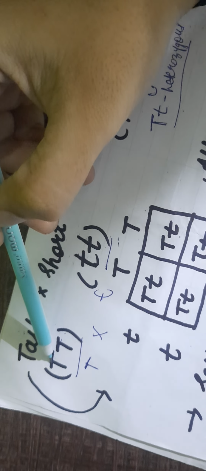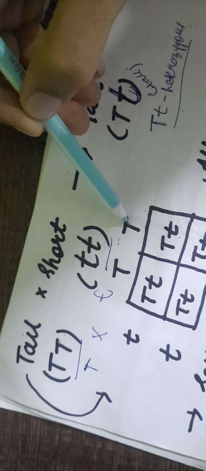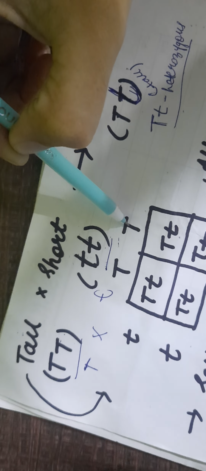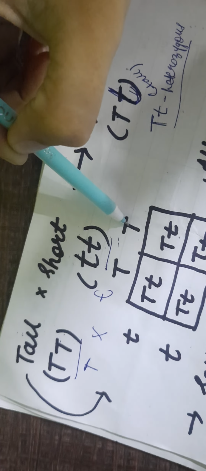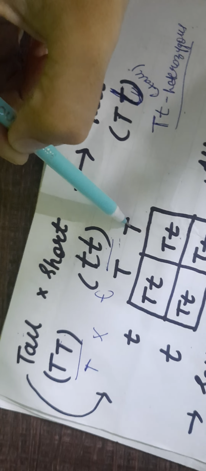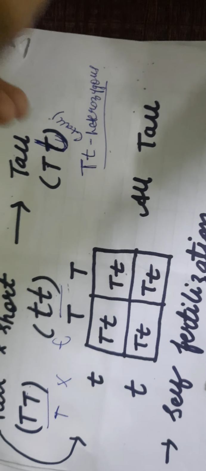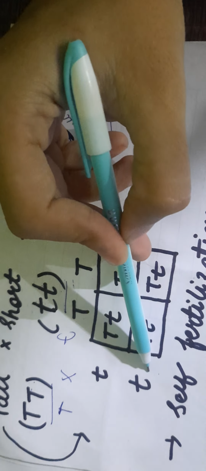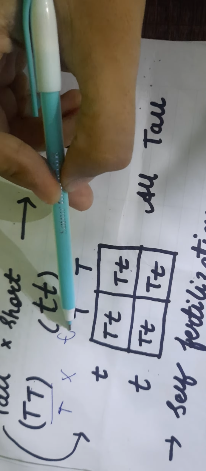Sorry, both of them capital T. This I have shown here. This is a Punnett square by which we can know what alleles the progeny will be having, right? So this capital T, this small t, this short plant will give these gametes, tall plant will give these gametes.